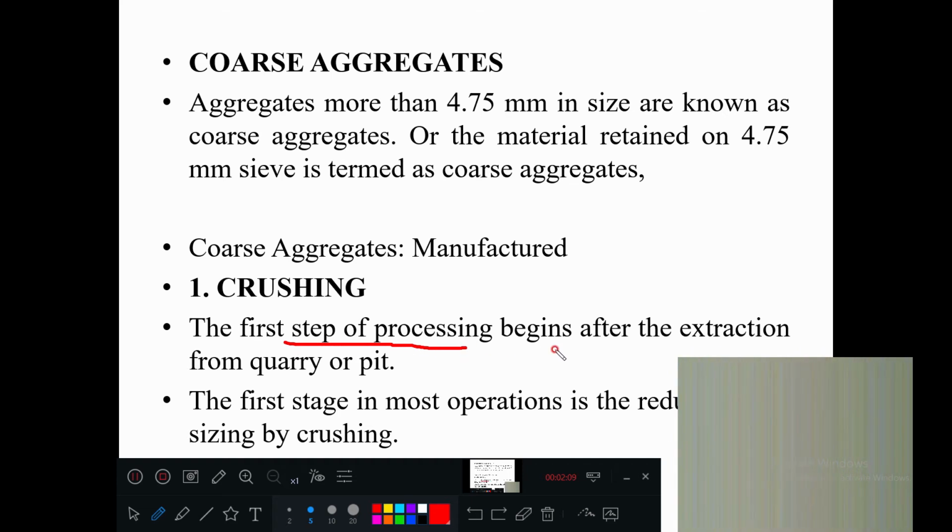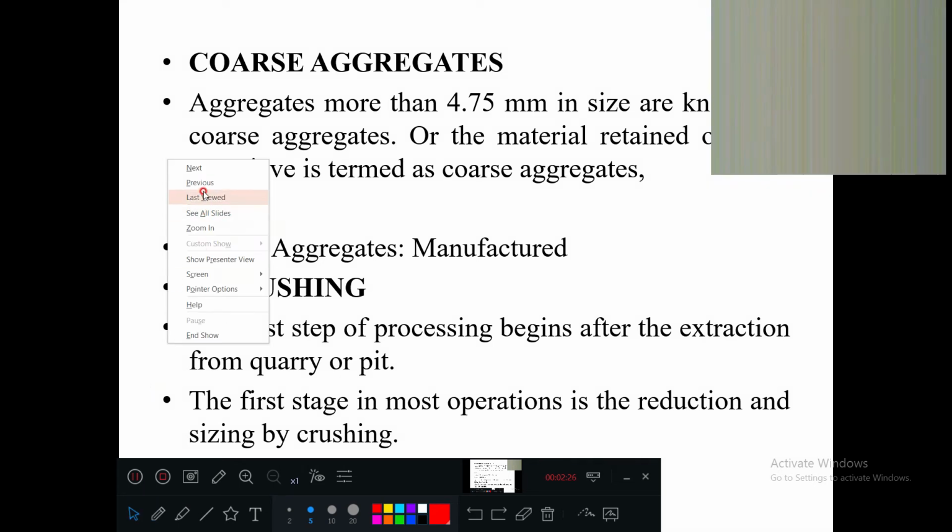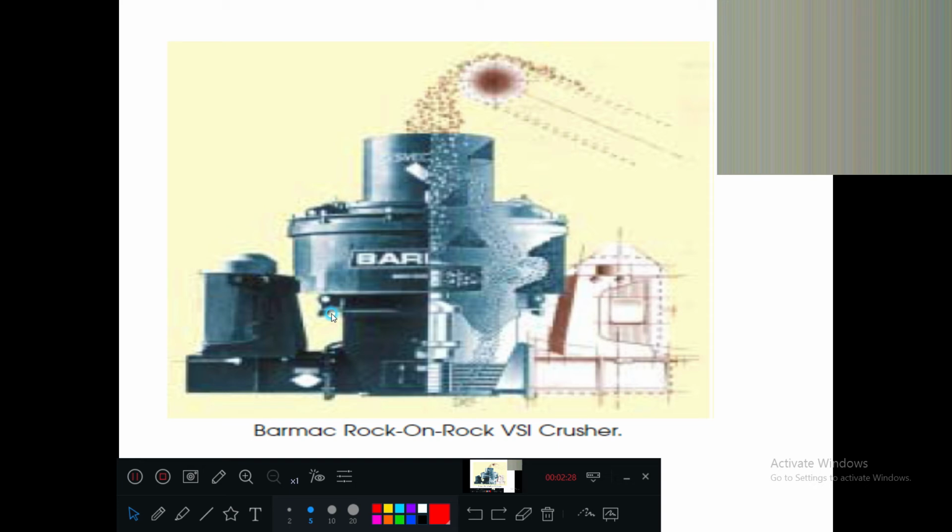Now, the crushing portion is the first step after the extraction from the quarry pit. It is the first stage in the operation of reducing the size, and it is done by crushing only. Now, can you see this diagram? It is a schematic of the crusher. The name of the crusher is Barmac Rock on Rock VSI crusher. Don't get confused, it is just a name given for the crusher.